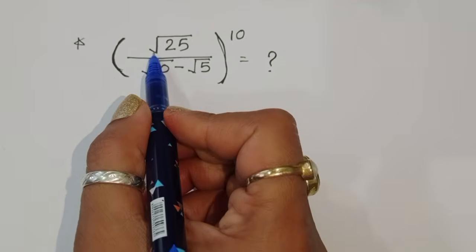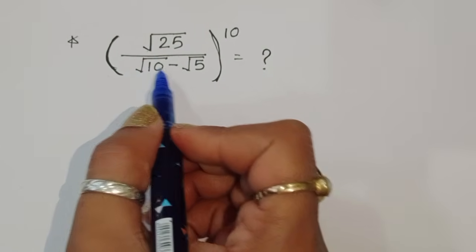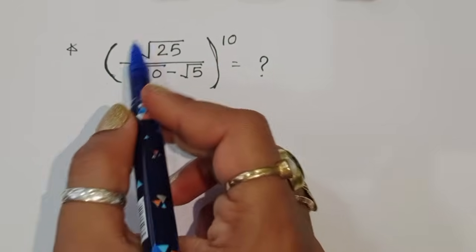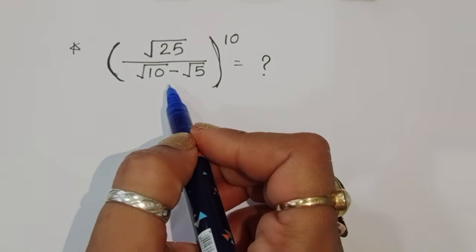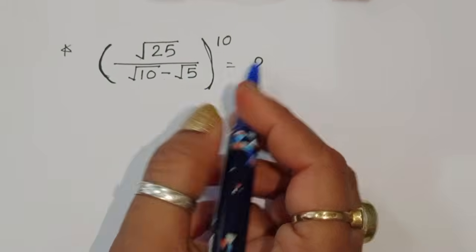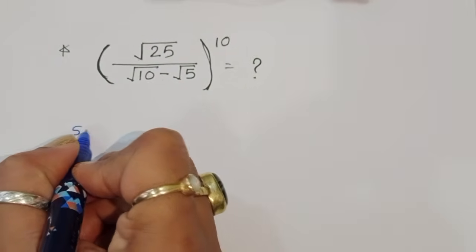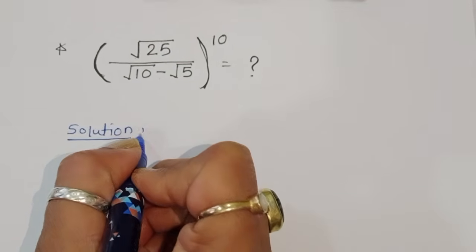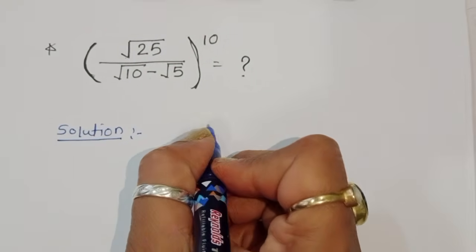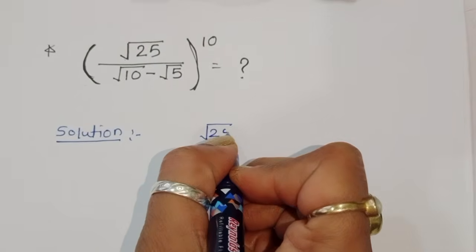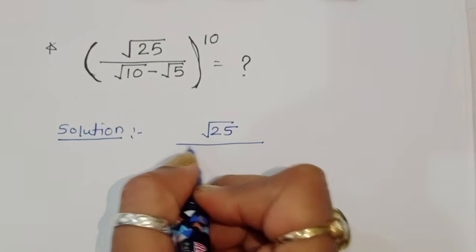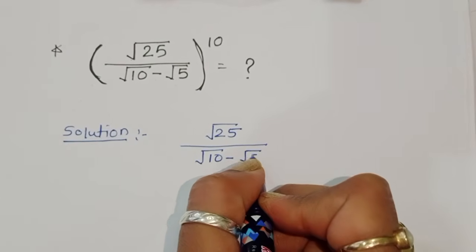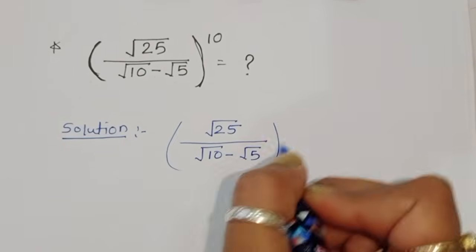We are given (square root of 25 divided by (square root of 10 minus square root of 5)) to the whole power 10, and we have to find the value of this. How can we find it? Let's see the solution. Square root of 25 divided by square root of 10 minus square root of 5, to the whole power 10.